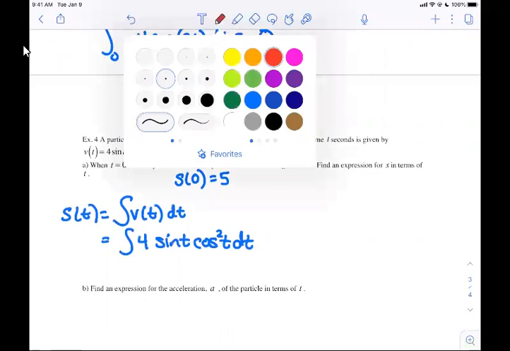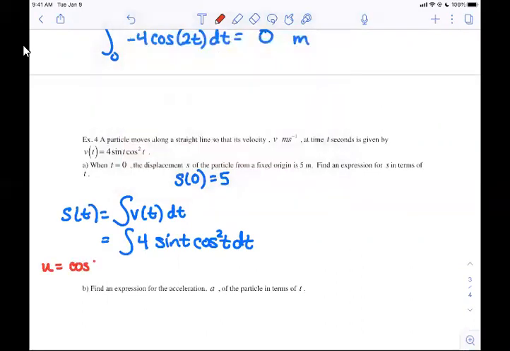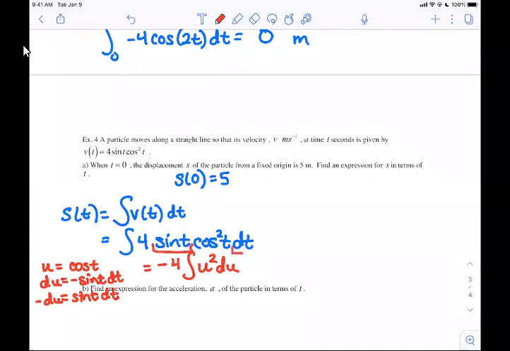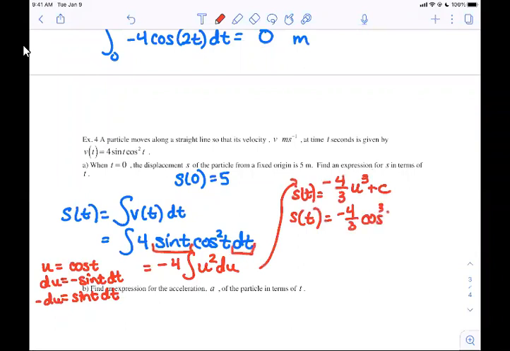Well, in order to integrate this, we're going to need to use u substitution. We're going to say u is cosine t, du is negative sine t dt. I don't have a negative, so I'm going to divide by the -1. So I'm going to rewrite this, and I'm going to pull the 4 out. So this is going to be -4, the integral, u squared du, because sine t dt is negative du. So then this integrates to -4/3 u cubed plus c, and that's the position function. So it's -4/3 cosine cubed t plus c.